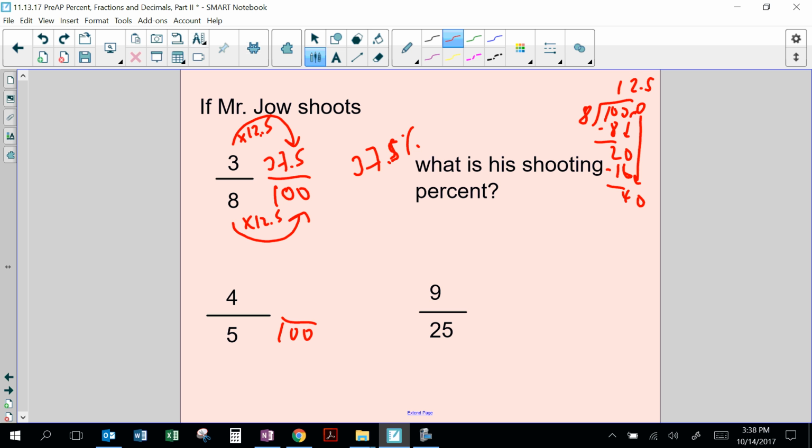What is my shooting percent if I shoot 4 out of 5 field goals? Can 5 go into 100? Scale factor is times 20.